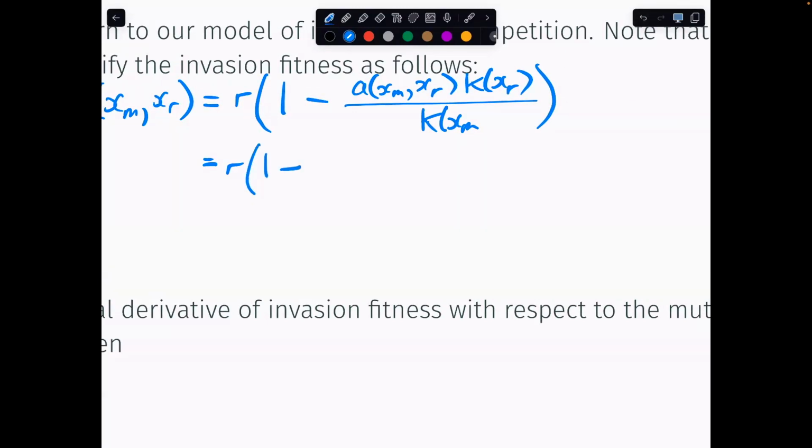A of XM, XR was equal to e to the minus (XM minus XR) all squared. K of XR was equal to e to the minus XR squared. And then we're dividing by K of XM, which is equivalent to multiplying by e to the plus XM squared. So we're dividing by e to the minus XM squared, which is the same as multiplying by e to the XM squared.